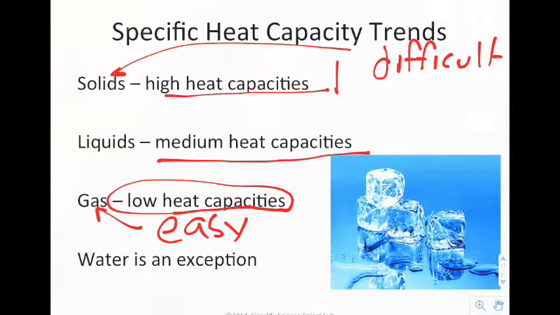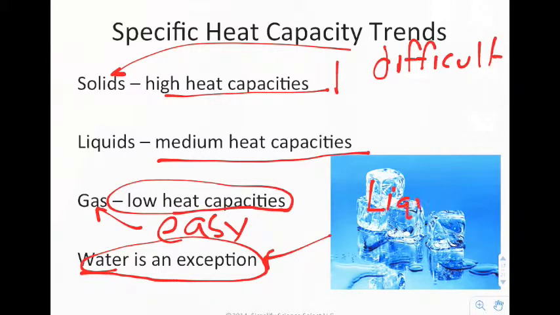Okay, there is an exception, and that exception is water. Whenever there's an exception, it's always water. And that has to do with the bonding of hydrogen. The liquid phase of water actually has the highest specific heat. That is not normal. It is one of the things that is unique to water.